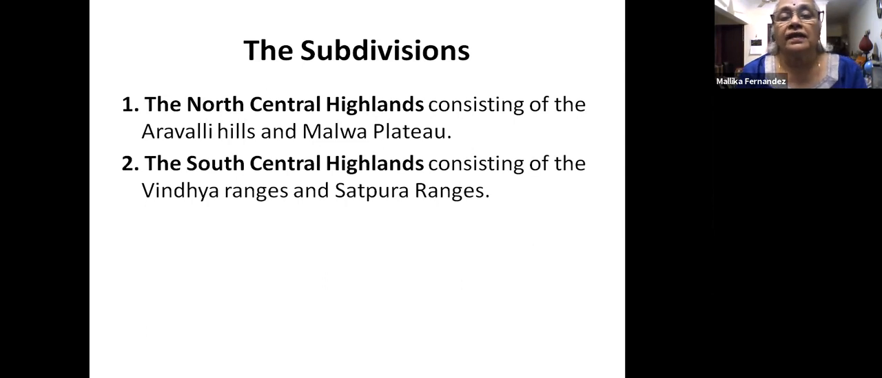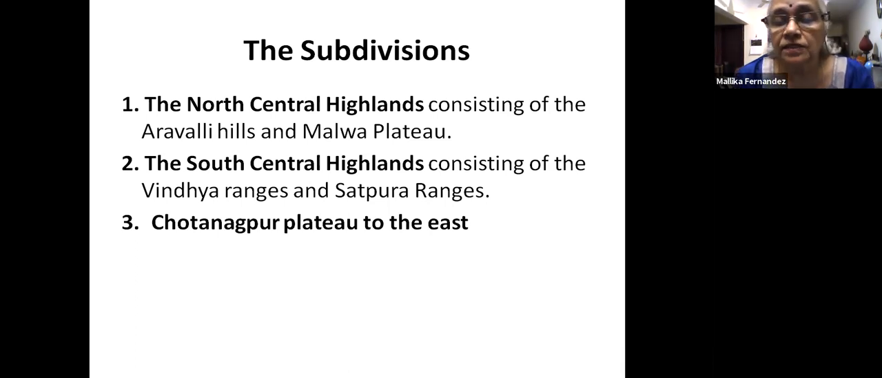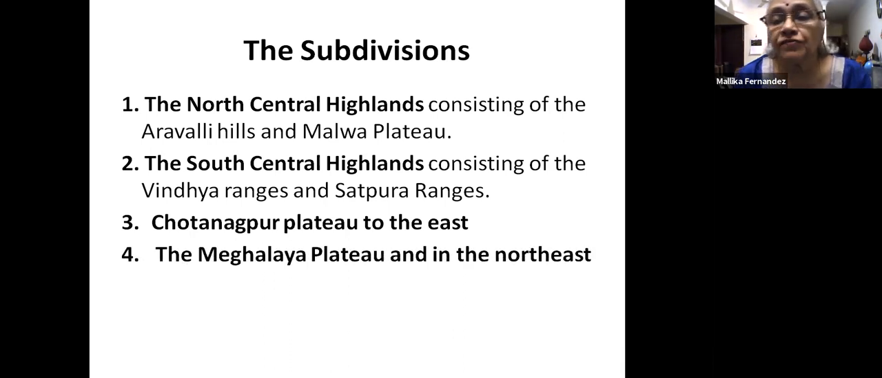Okay. Then you have the South Central Highlands consisting of the Vindhya and Satpura ranges. So though Vindhya and Satpura ranges divide the two regions, these ranges belong to South Central Highlands. Okay. Then if you go to the east, you have the Chotanagpur Plateau. And then further, after crossing the Rar Plain, also called the Malda Gap, that's where you also have a Malda Express that goes to Kolkata, and that is in that region. So you have the Meghalaya Plateau in the northeast.